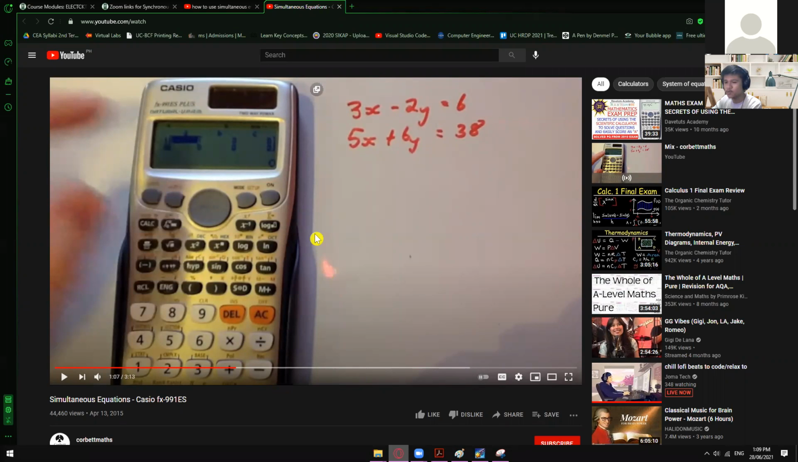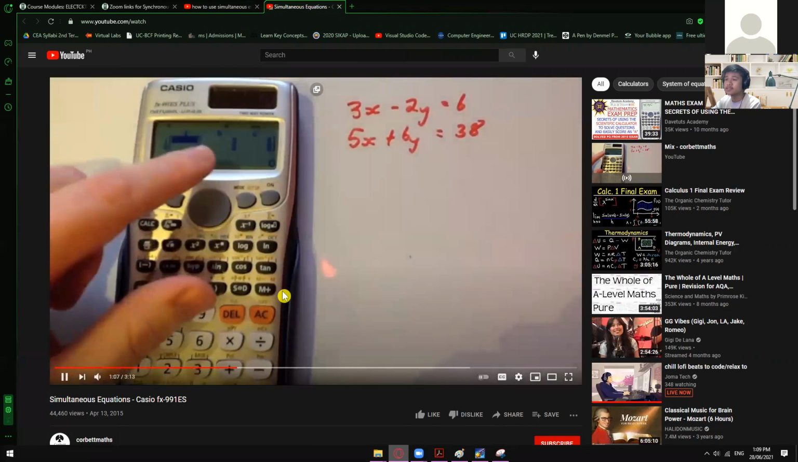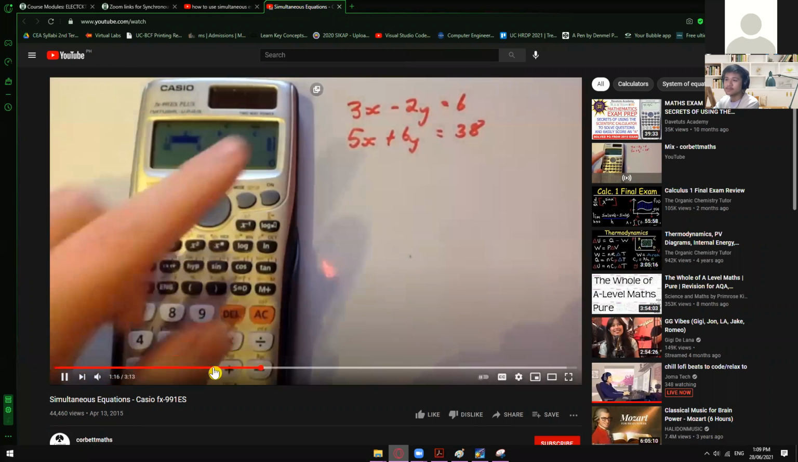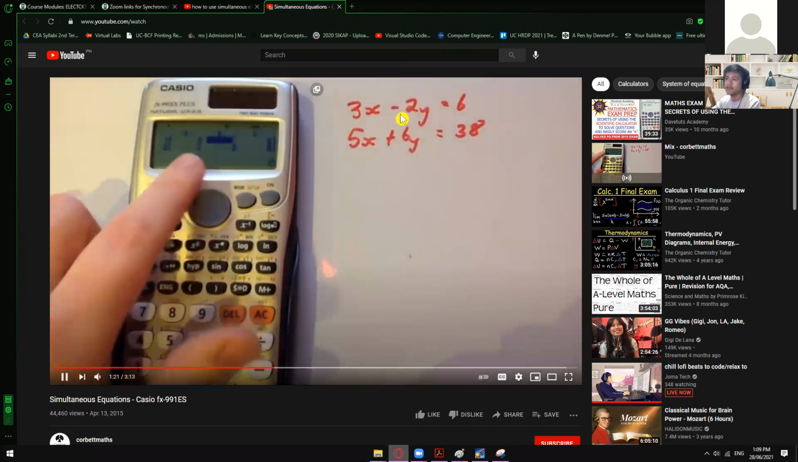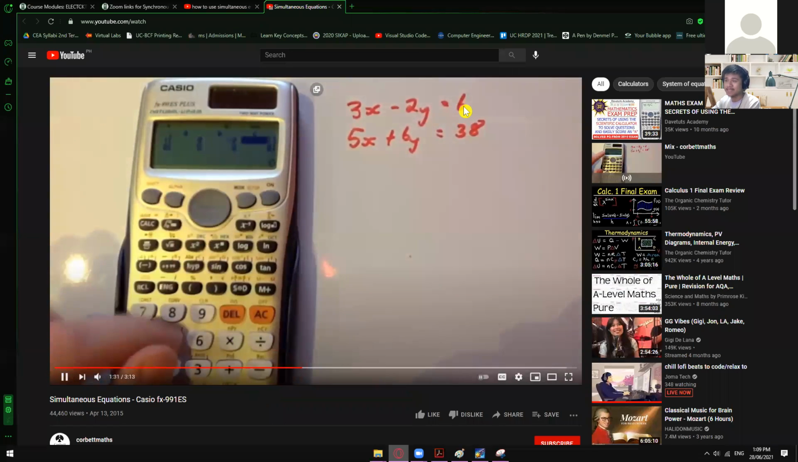Well, anyway, just watch this one. Just find it on YouTube: how to use simultaneous equation calculator. After clicking number one, it will give you this. Just enter the first value, which is 3, and then equals. The second one is -2, so you have to negate that one also: -2 and then equals. The last one is +6, so 6 and then equals.